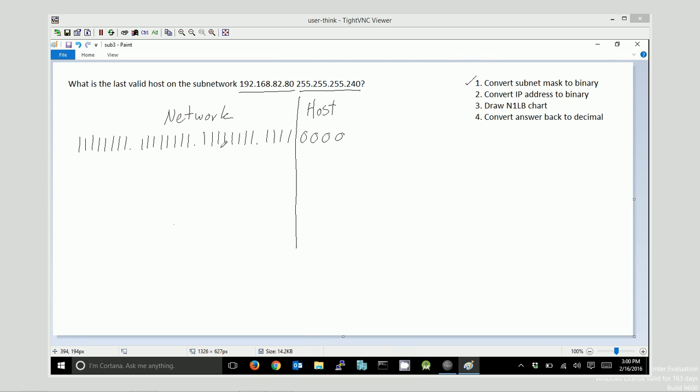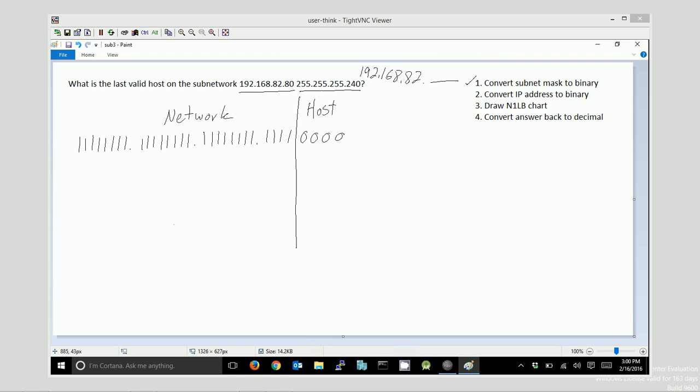I know that when I'm looking at this, the network part is never going to change. From the first host to the last, from the network ID to the broadcast, that part will never change because the network has to stay the same. Otherwise, we'd be on a different network. So my answer is going to be 192.168.82. something. I need to figure out that last octet in this problem.